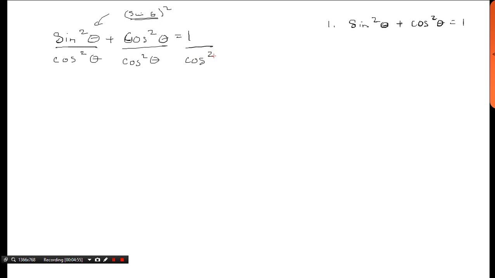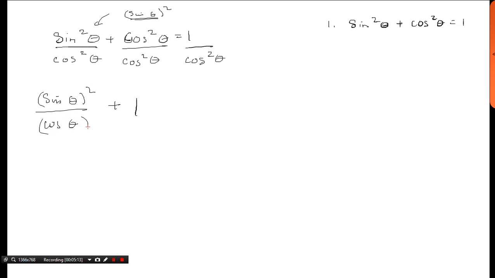And good news, whatever I do to one side, I can do to the other side. So I'm going to do the roundabout long way so you get a full understanding of how this is all coming. Obviously this is going to be 1 over sine squared theta. Well, that's just this.